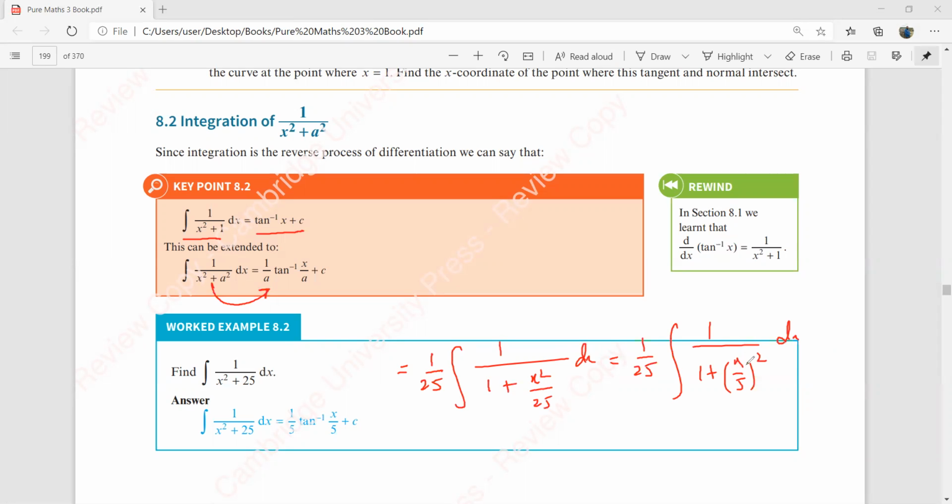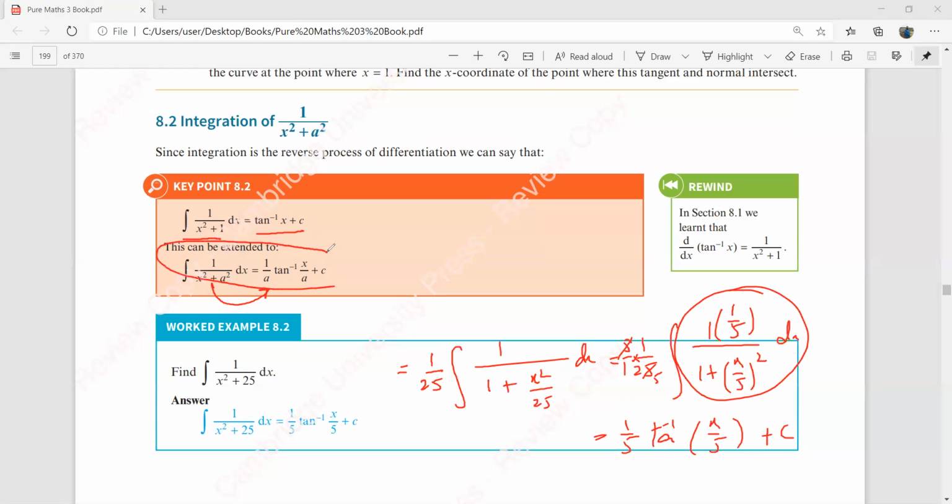Now you need to have its derivative here, which is 1 over 5. So you multiply this by 5 over 1 as well. This is cancelled by this. So all of this becomes 1 over 5 tan inverse of x over 5 plus c. Got it? Either you remember this and write it directly, or you can show all this working.